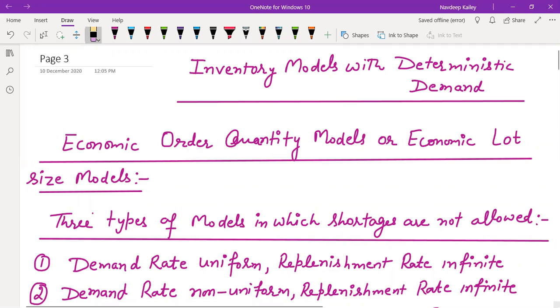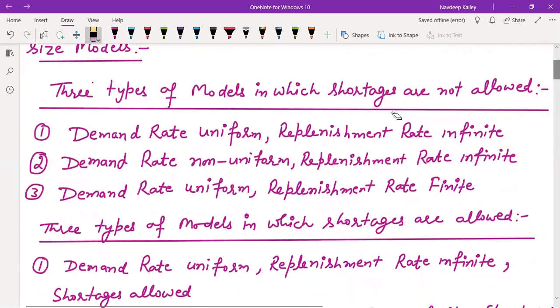Three types of models are there in which shortages are not allowed. The first is demand rate uniform and replenishment rate infinite. The second type of models are those in which demand rate is non-uniform and replenishment rate infinite. And the third type of models are those in which demand rate is uniform and replenishment rate finite.